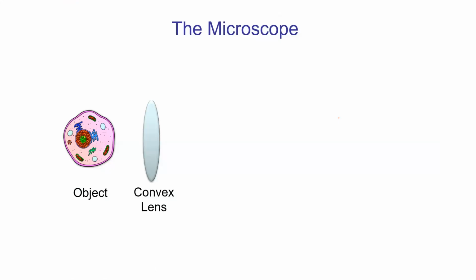So let's talk about a microscope. What do we need for a microscope? So two of the things are right there. Number one, we need a specimen.